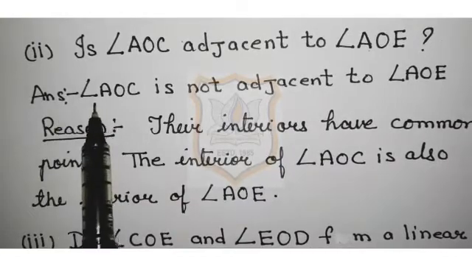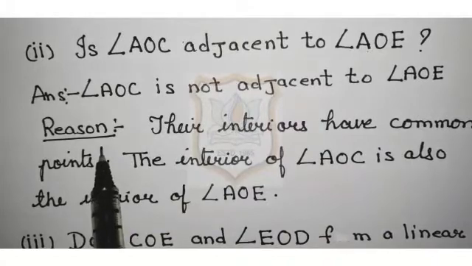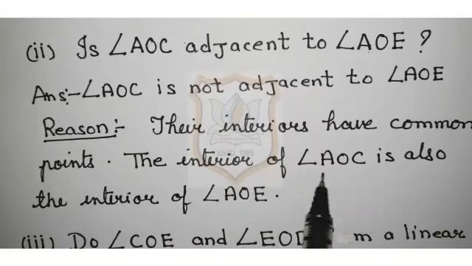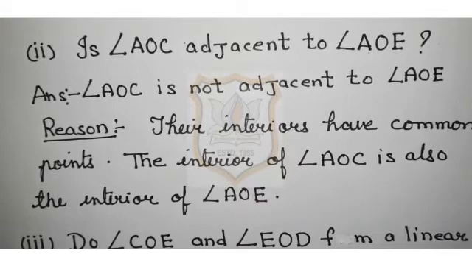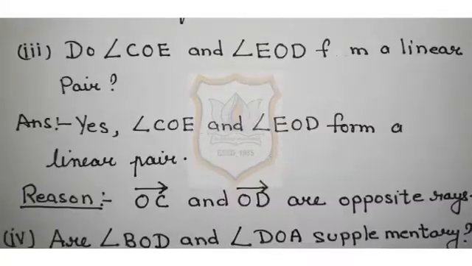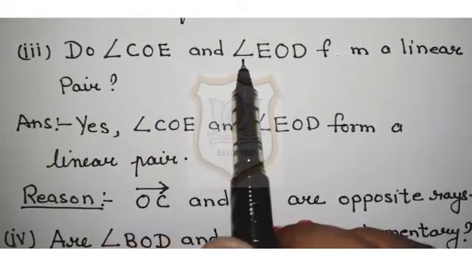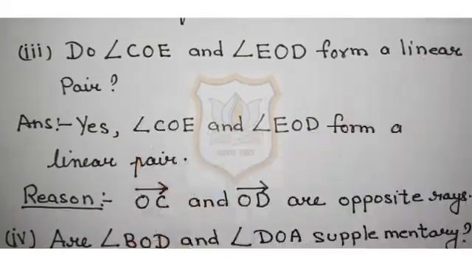The answer to this question is: AOC is not adjacent to AOE, and the reason is that their interiors have common points. The interior of AOC is also the interior of AOE. It means the interior points of AOC and AOE are the same, so they cannot be adjacent angles.